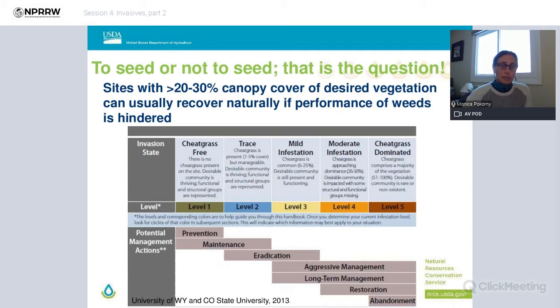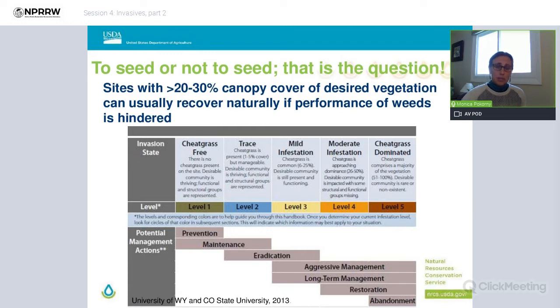One of the first questions we really need to ask ourselves is, with an invasive plant management project, do we really need to revegetate the site? In the grasslands where we're working, we tend to have a lot more bare ground, so maybe 20 to 30% bare ground, open space within the bunch grasses. And what we estimate is that if you have between 20 and 30% canopy cover of desired vegetation, you usually don't need to incorporate revegetation, and that your desired plants will reestablish on their own after you've treated the weeds.